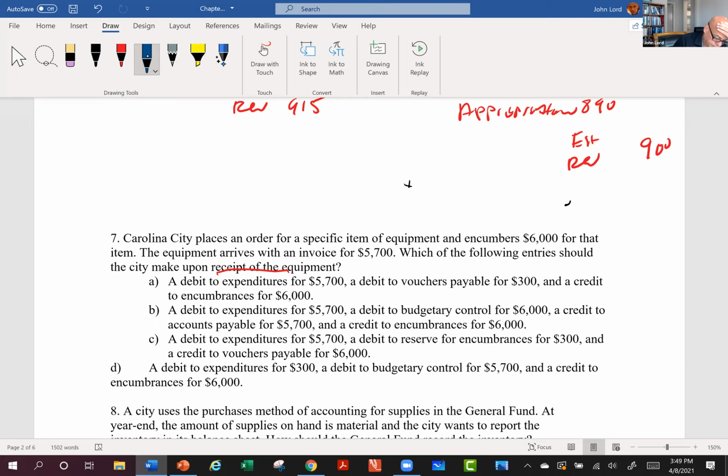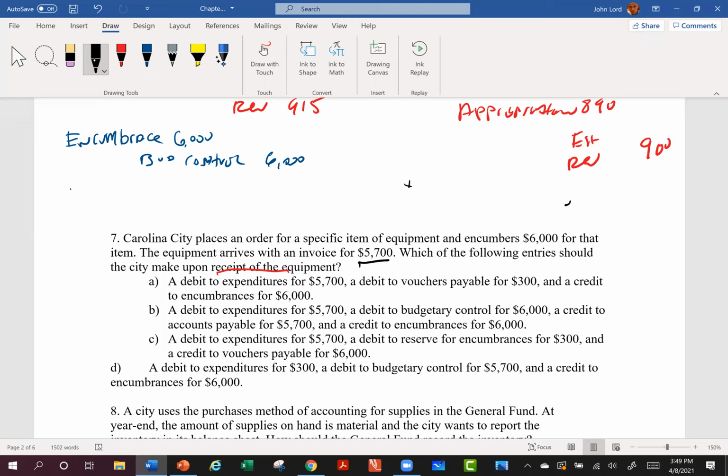Debit first. Encumbrance for $6,000. Credit budgetary control for $6,000. Good. Debit encumbrance, $6,000, right? Credit budgetary control for $6,000, good. Then the stuff comes in. It comes in at an invoice price of what? $5,700. So what do you want to do? First, reverse the entry. Good. Debit budgetary control, $6,000. Credit the encumbrance, $6,000. That reverses that. And then what do you want to do?